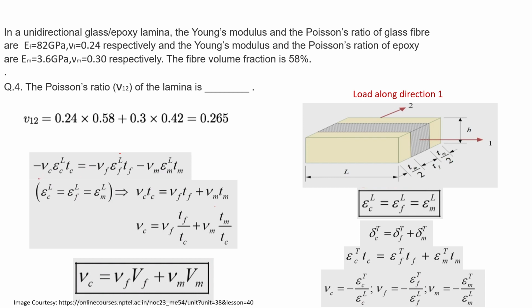And our next question asks about the Poisson's ratio of the lamina with the same given data. Similarly, the derivation of the final equation of the Poisson ratio of the composite was done as already shown in the class. I will not go back to it. The final equation for calculating the Poisson ratio is similar to that of the longitudinal modulus. We put the Poisson ratio of the fiber and the matrix, and the fiber volume fraction and matrix volume fraction in this equation. From that, we get the Poisson ratio value, which is 0.265.